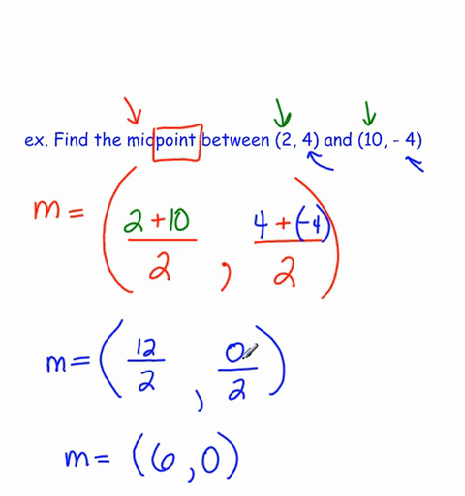So if we had plotted these 2 points, something like 2 and 4 and 10 and -4 way down here, then in the middle would be something like 6, 0. So the midpoint is used with 2 points, and the distance formula is used with 2 points as well. So just plug it into a formula. So let's make sure that we memorize those, and we should be good to go to work problems.